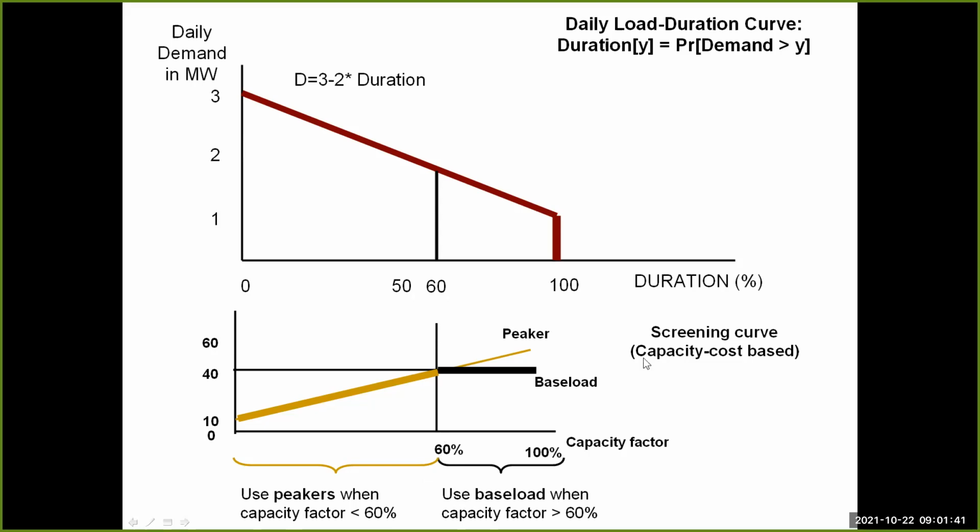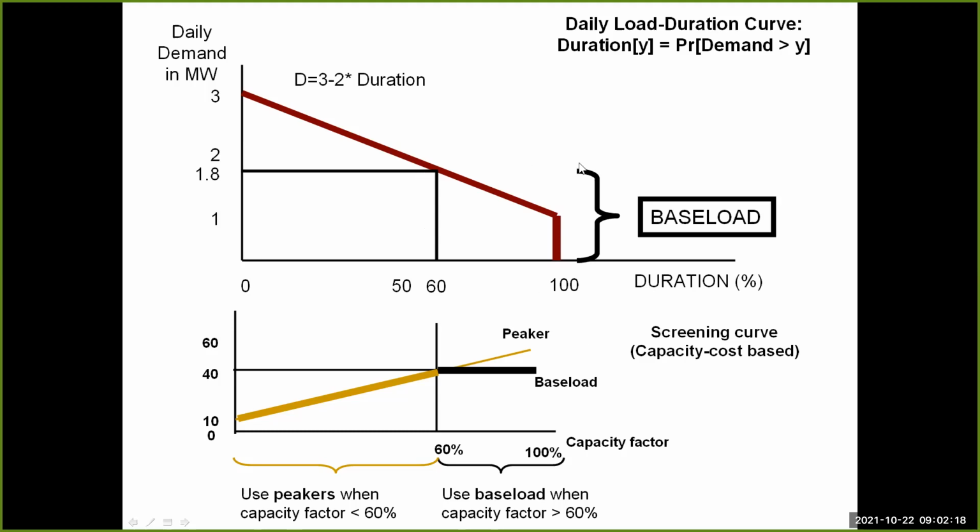Now, actual screening curves tell us, can you guarantee me that the plant is going to be used 60% or more? But this is something that the load duration curve exactly tells me. So I look at the 60%. Let's see, what is that? That is 1.8. Because what is the percentage of the time that demand is equal or higher than 1.8? That's exactly the 60%. So that means that I can build base load up to here.